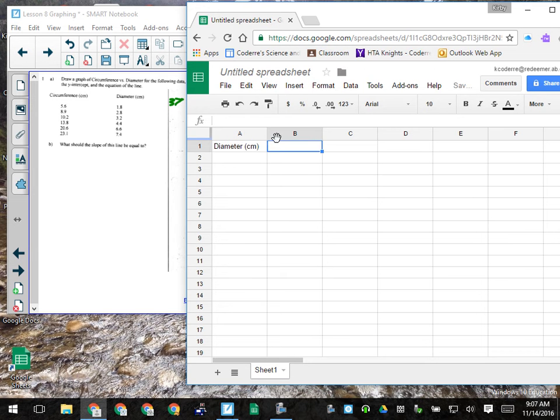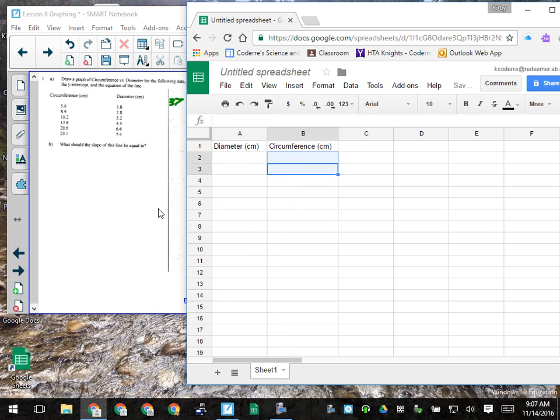Okay, and my next column is circumference. And it's also in centimeters. Now you'll notice that that doesn't always fit. You can just click on the little lines between them and drag it over a little bit if you need it to be bigger.